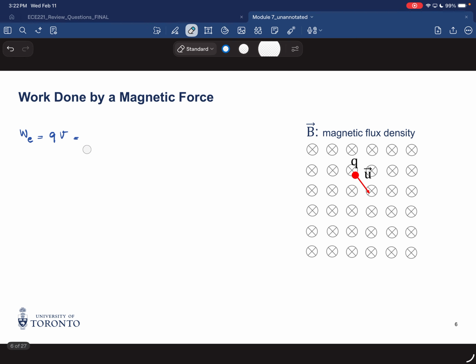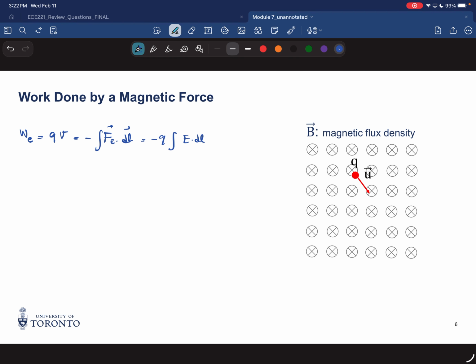And then we said this is minus FE dot DL, which was minus Q E dot DL. This was the work we were doing. As long as the electric field and DL weren't perpendicular, you were moving along the electric field lines, then there would be a voltage, there would be work done. Now let's calculate that for FM.